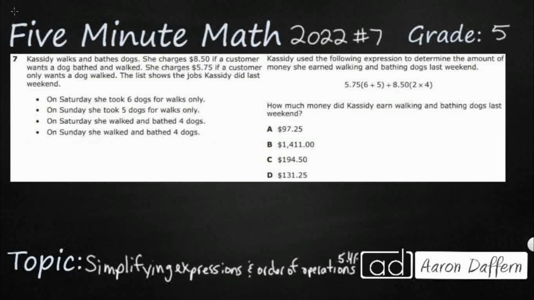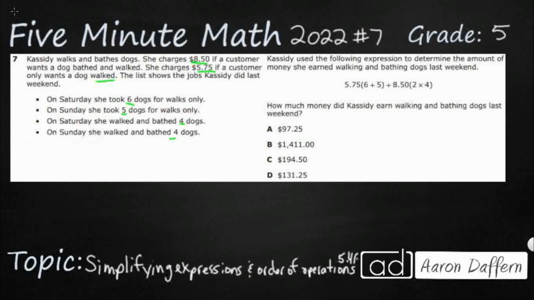So Cassidy's walking and bathing dogs. She charges $8.50 if a customer wants a dog walked and bathed, $5.75 if the customer just wants it walked, so it's extra for the bath. The list shows the jobs that Cassidy did last month. Saturday, 6 dogs for a walk, 5 dogs for walks on Sunday, and then Saturday's got 4 dogs that get both, and Sunday's got 4 dogs that get both.